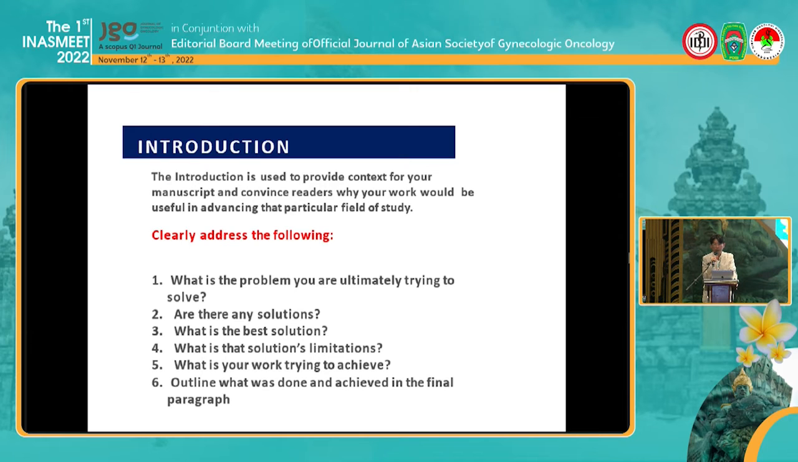An introduction is used to provide context for your manuscript and convince readers why your work would be useful. So clearly address the following items. You should describe what the problem is that you are ultimately trying to solve, whether there are any solutions, what the best solution is, what the current solution's limitation is, and what your work is trying to achieve. And finally, outline what was done and achieved in the final paragraph.